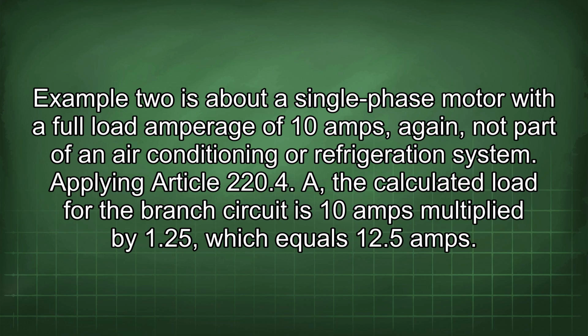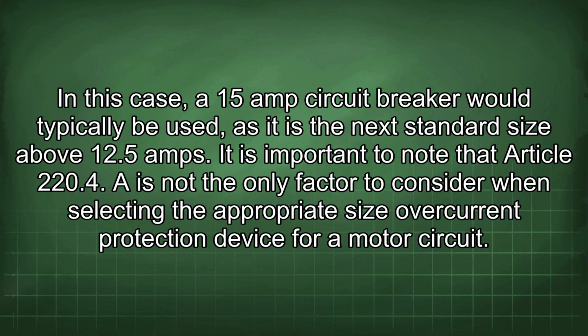Example 2 is about a single-phase motor with a full load amperage of 10 amps, again, not part of an air conditioning or refrigeration system. Applying Article 220.4(A), the calculated load for the branch circuit is 10 amps multiplied by 1.25, which equals 12.5 amps. In this case, a 15 amp circuit breaker would typically be used, as it is the next standard size above 12.5 amps.